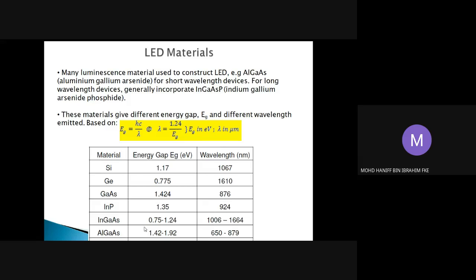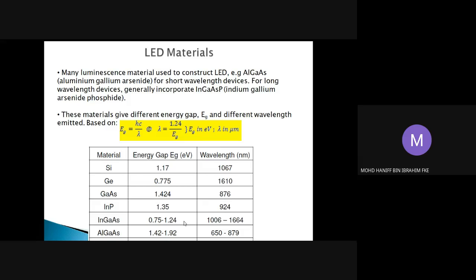Because if we base on this table, for example, if we want to work at 1550 nanometer wavelength, we need to choose either indium gallium arsenide or indium gallium arsenide phosphide, because these two materials can produce light at that particular wavelength by simply adjusting the energy gap value. So how do we adjust the energy gap or band gap value?